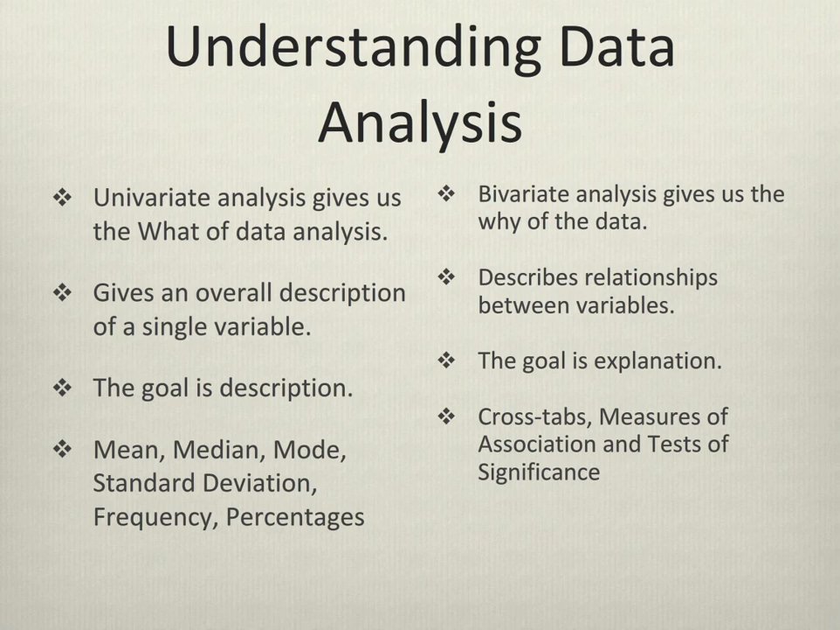Univariate analysis is the what of data analysis. It means looking at one variable to give an overall description of that subject population. Your goal here again is to describe the population. You might use measures of central tendency such as the mean, median, and mode, or measures of dispersion such as the standard deviation. Bivariate, or two variables at once, gives you the why of the data.